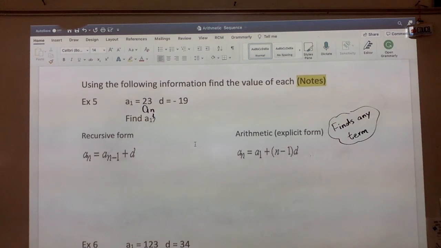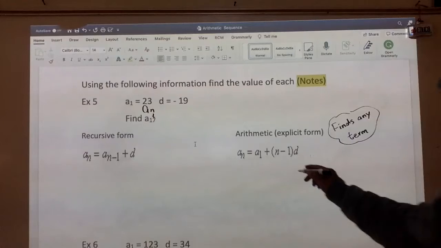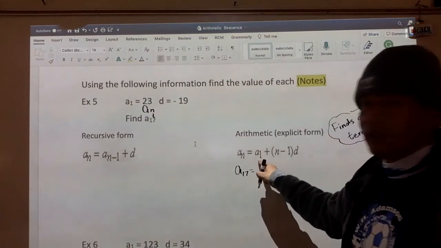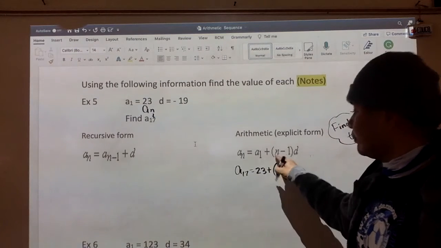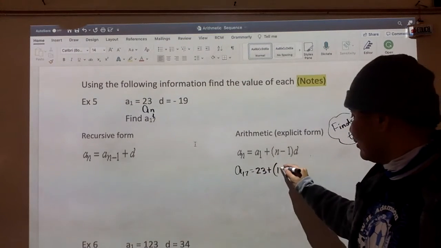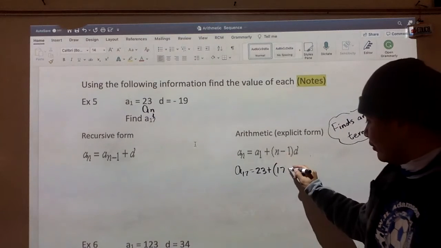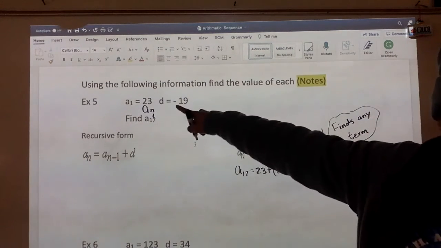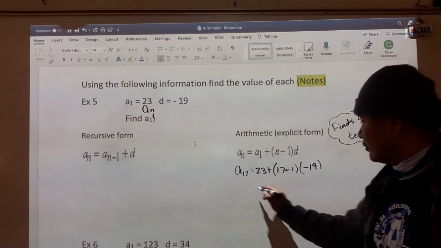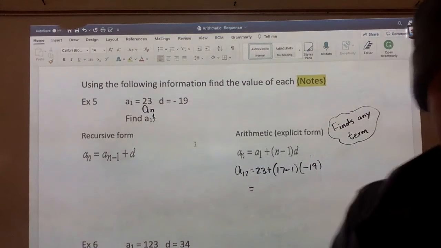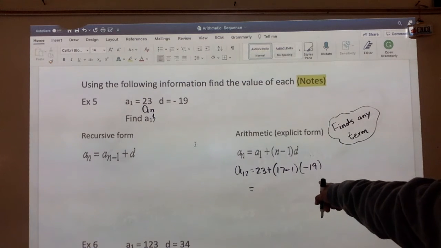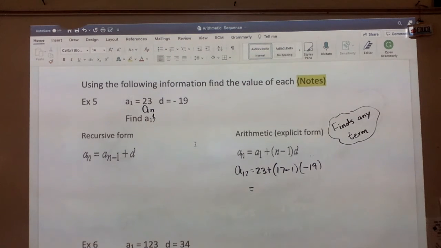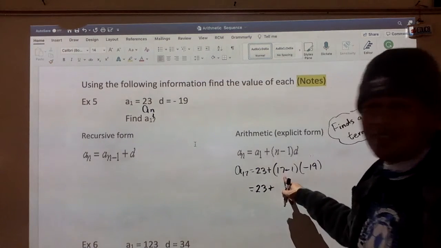It finds any term. So N equals 17. I'm going to replace it. A1 is given there, equals 23. N is 17. Well, the 1 is there, so we have to follow it. My difference is negative 19. Simply put it in the calculator. Just to be safe, I'm going to eliminate that common mistake with the negative. Believe it or not, some people put it incorrectly in the calculator. So this is how I'm going to reduce the mistake: 17 minus 1.